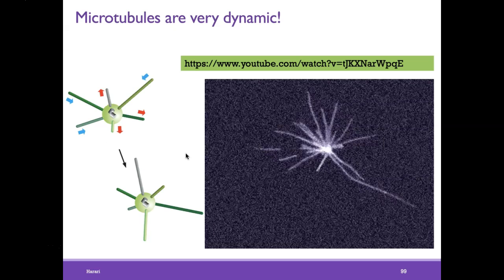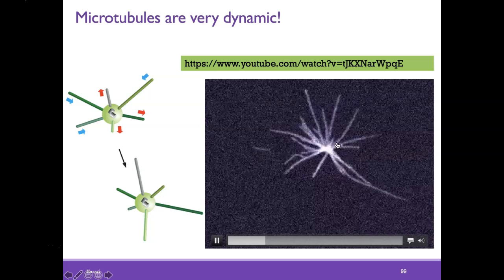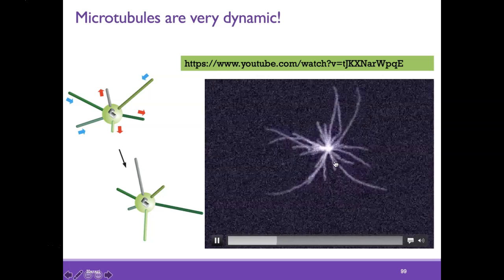So microtubules are not just like train tracks that stay still. They're very dynamic. So they're always moving around. And this is called dynamic instability. Here's the centrosome, and these are microtubules labeled that are growing and shrinking.